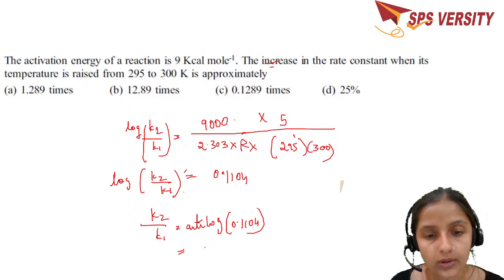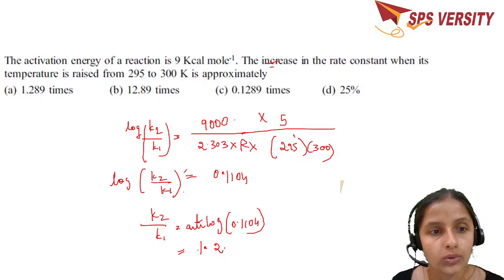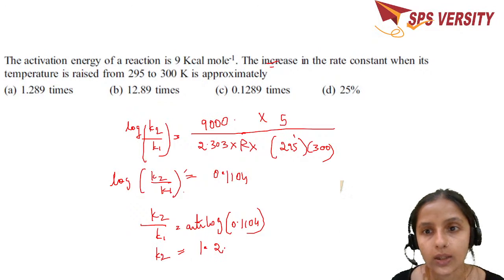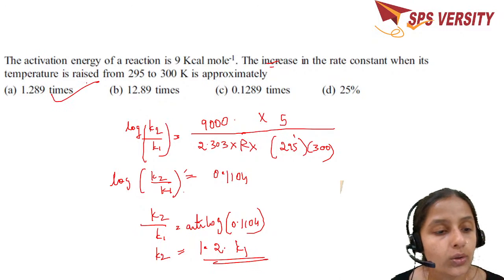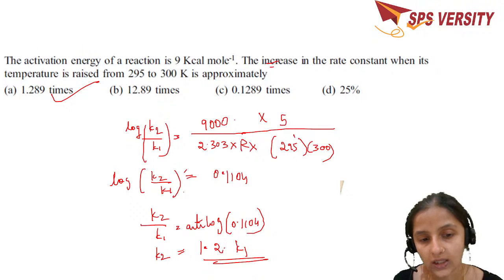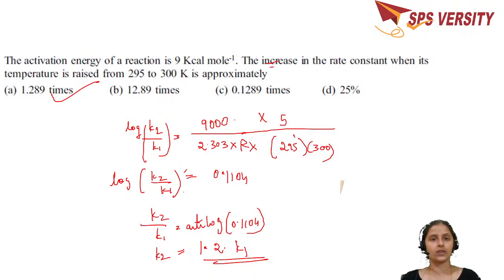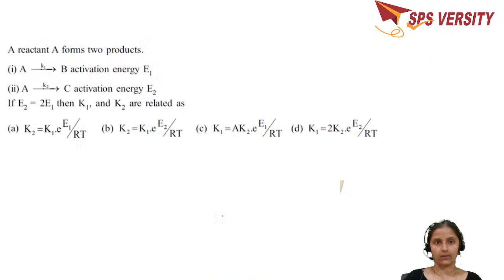So how do you find it out? Anti-log gives 1.2. Now K2 is equal to K1 into 1.2. So the rate increases by 1.289, almost 1.3, by increasing the temperature by 5 Kelvin.